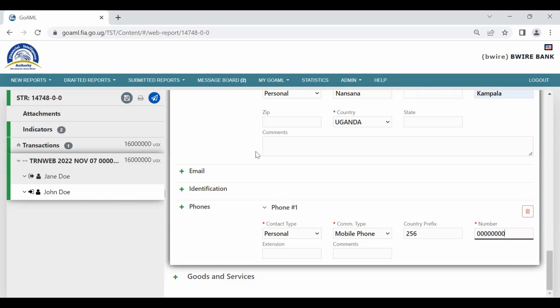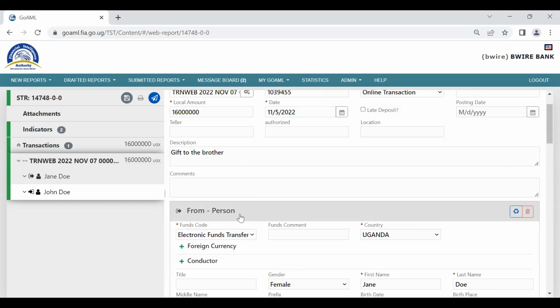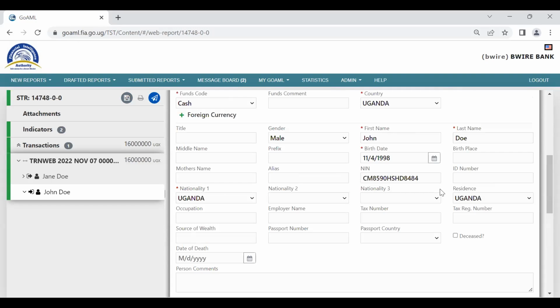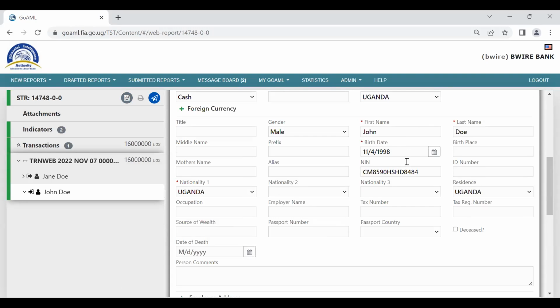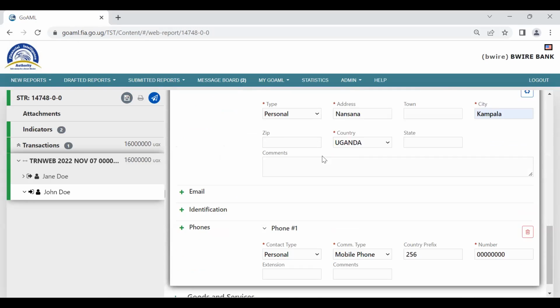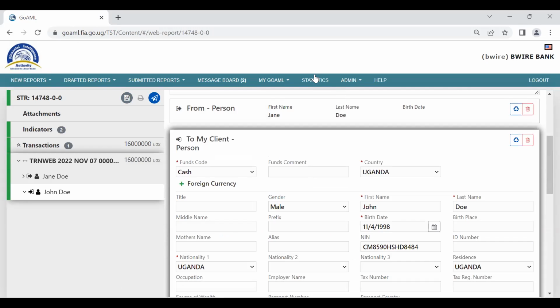Okay, so these are the details of the person picking the money. This was the person who sent. This is the John Doe who's picking the money. So we have the address details and the phone details. So once you're done and everything is green, you then click submit. Okay.